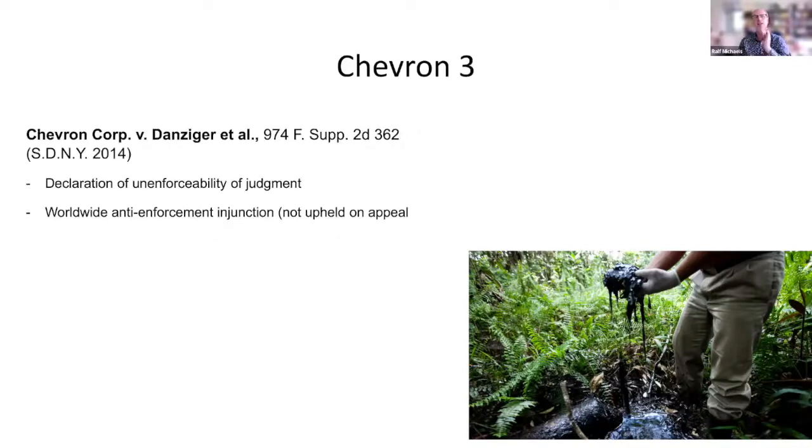If you go to the next stage here, we find that Chevron brings a declaratory action in the United States, in the Southern District of New York, asking the court for two things. One that is less dramatic and the other that is more dramatic. The first, the less dramatic, is a declaration that the judgment cannot be enforced in the United States. That's fairly common. You don't wait for the recognition proceedings to start. You have this immediate declaratory judgment. The second is more unusual.